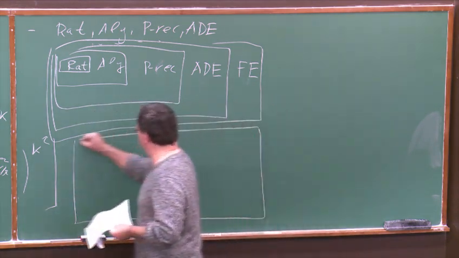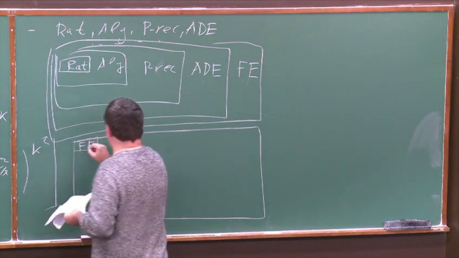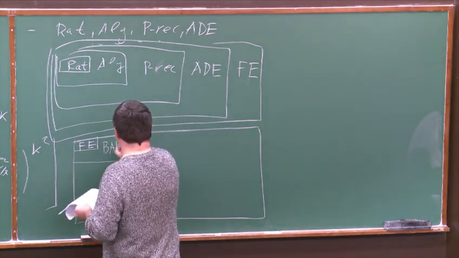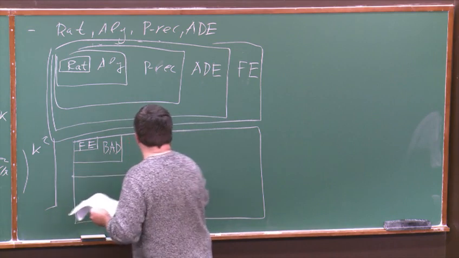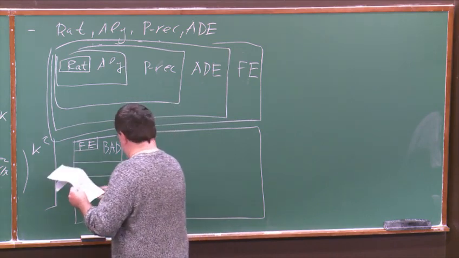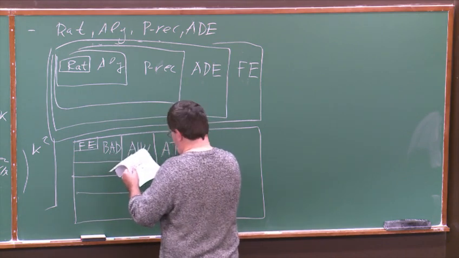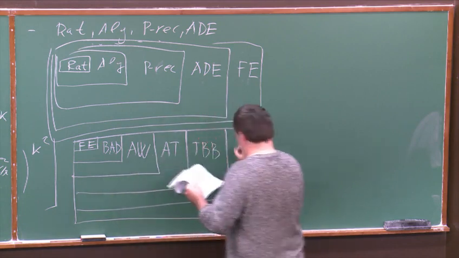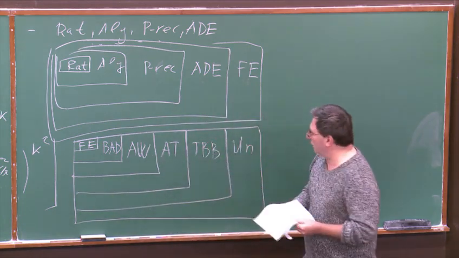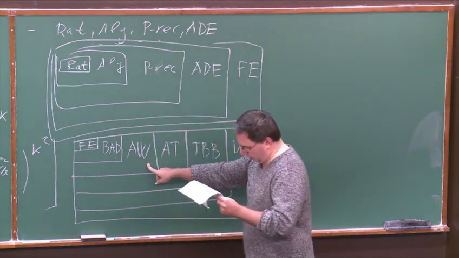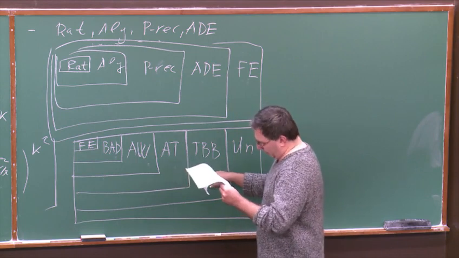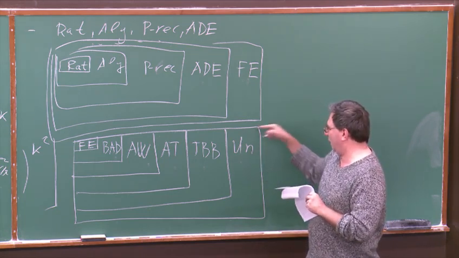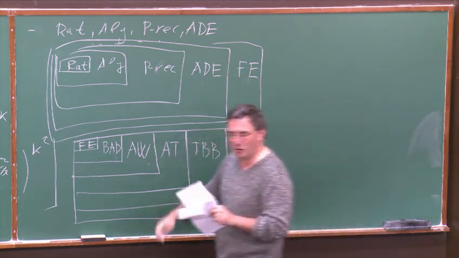So here is my diagram. I'm going to put Fe in this corner appropriately, and this is going to be BAD. This is going to be AW. This is going to be AT. This is going to be TBB. And this is going to be UN. So this is functional equation. This is bad. This is awful. This is absolutely terrible, terrifying beyond belief, unfathomable. Okay, and I'm going to be starting to put stuff in here, and I'll explain a little more about it.